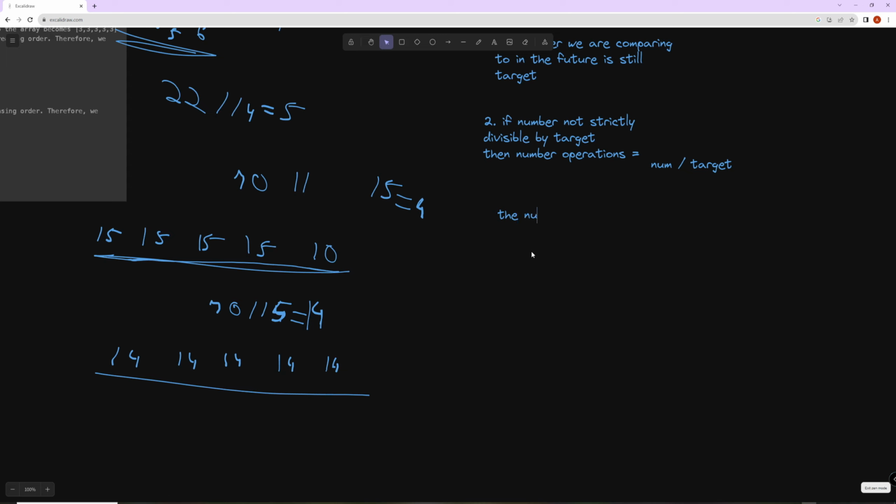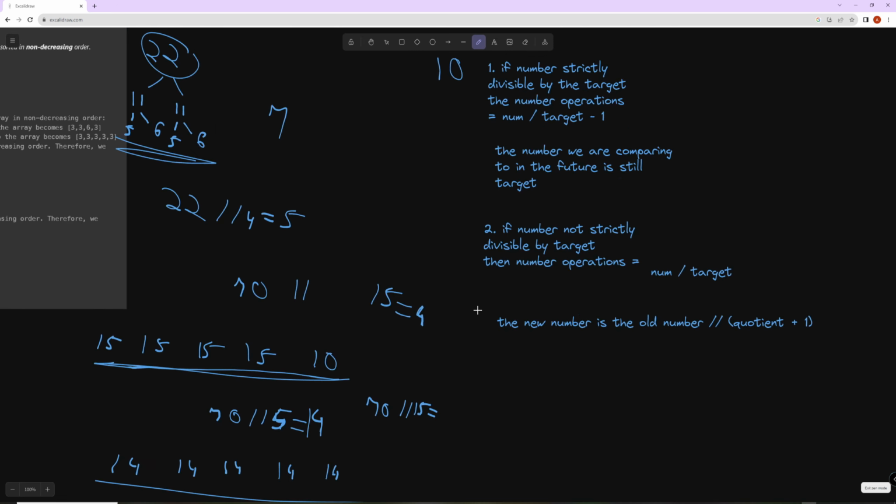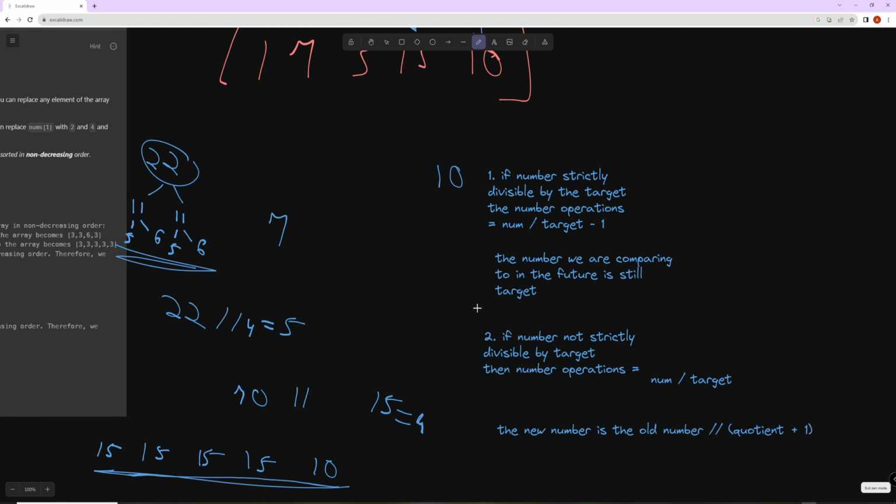So the new number is the old number divided by the quotient plus 1. Because if you think about it, the number of numbers you make is the quotient plus 1, because 70 lower divide 15 is 4, but you also have a remainder. So you're saying you have 4 full numbers, and then you have one more number with a remainder. So that's 5 numbers technically. So hopefully that makes it a little bit clearer. And so yeah, let's go back.